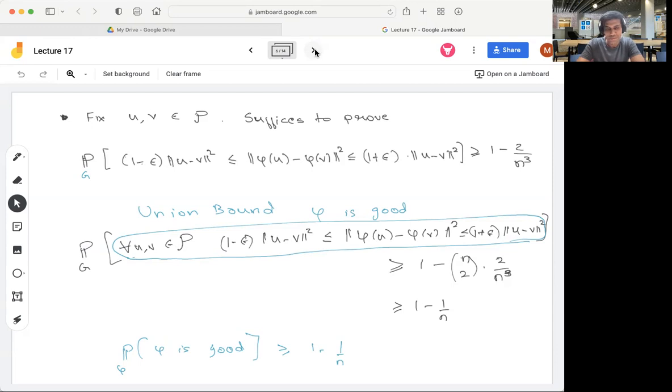Yeah, but good with some probability. It's not exactly the same statement. It's a probabilistic version of Johnson-Lindenstrauss then. No, it is a probabilistic statement, but it's actually stronger than Johnson-Lindenstrauss, not weaker.